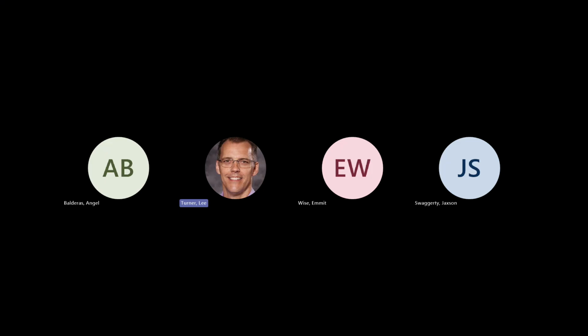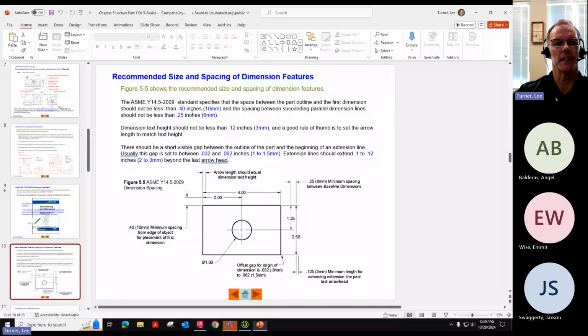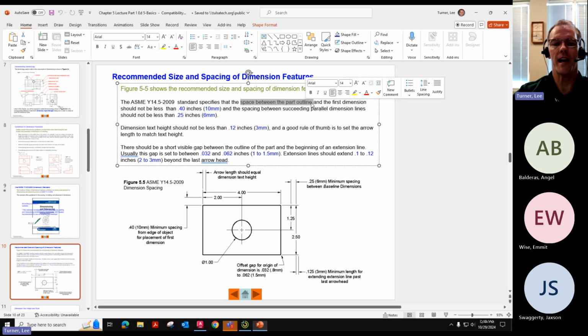make sense of all of this information. So one of the things we need to start with is the spacing of the dimensions. In this graphic right here, it talks about that. When we start adding dimensions, and in this case, linear dimensions, what we need to do is the first dimension should not be less than 0.4 inches or 10 millimeters from the very outside of the part.